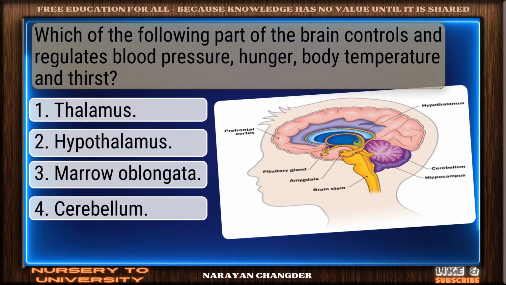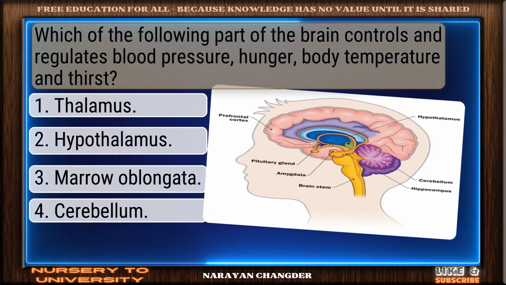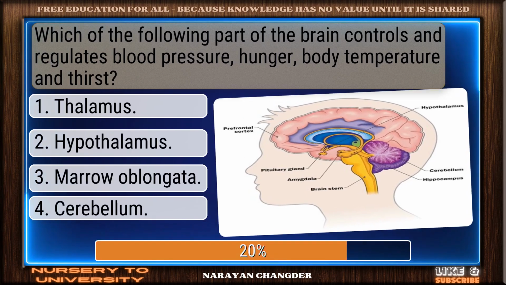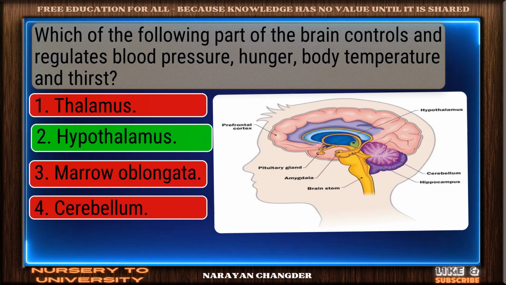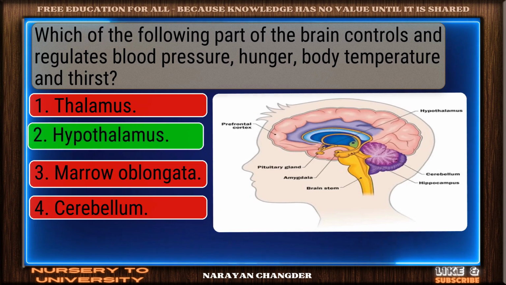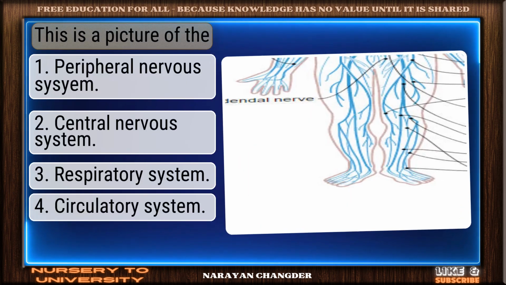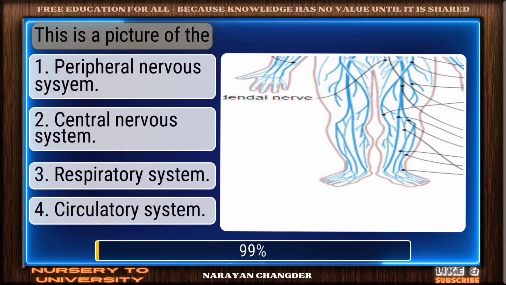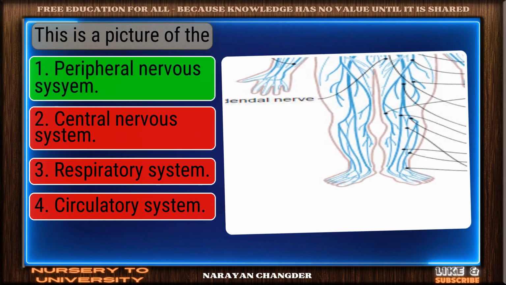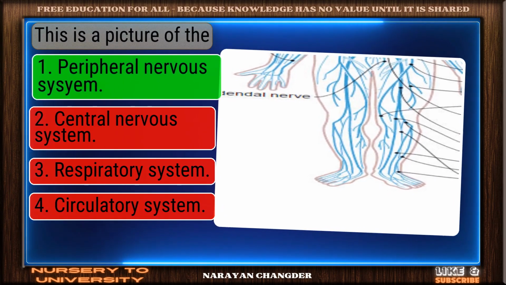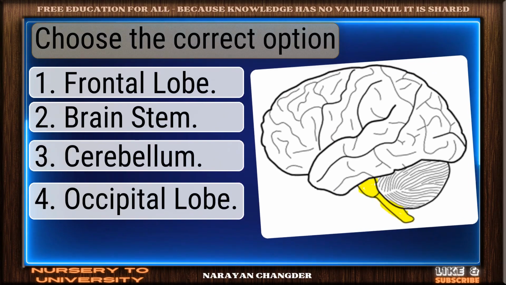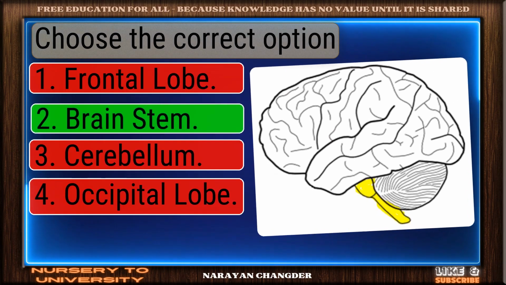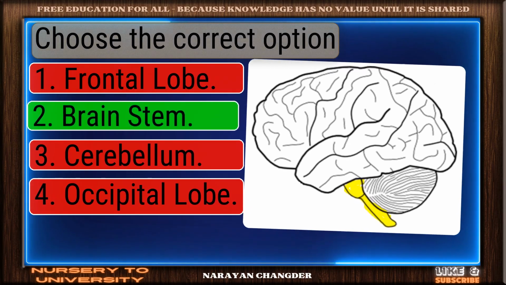Which of the following parts of the brain controls and regulates blood pressure, hunger, body temperature, and thirst? Correct. Hypothalamus is spot on. This is a picture of the... Nice selection. Peripheral nervous system is correct. Choose the correct option. Well picked. Brain stem is correct.